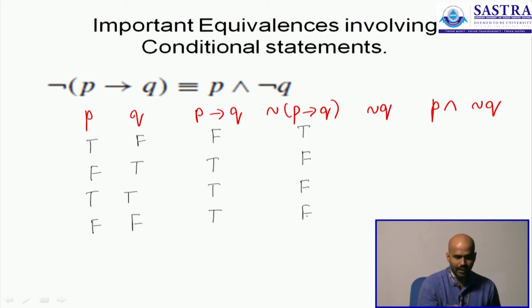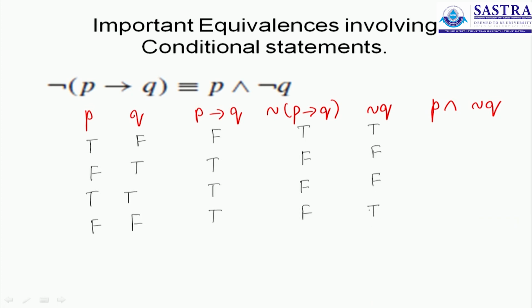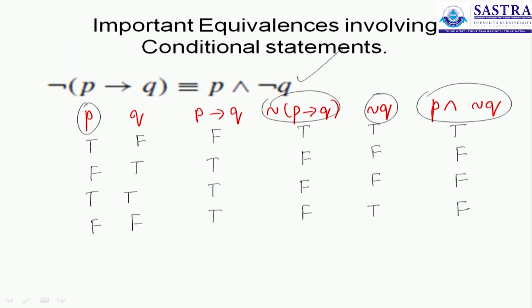Column 5 wants you to negate column 2, and column 6 wants you to do a conjunction between columns 1 and column 5. A conjunction, you know how a conjunction works, it's true only when both are true and false in all other cases. Now you will see that columns 4 and 6 are identical, and hence their statements are equivalent. We have shown that once again a conditional can also be written in the form of a conjunction, not another conditional, not another disjunction, but a conjunction.